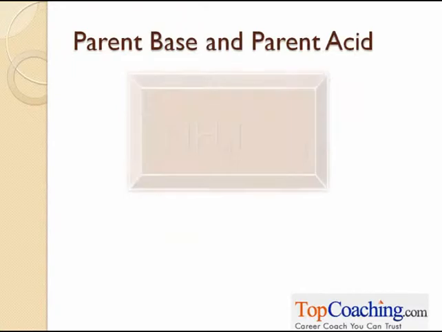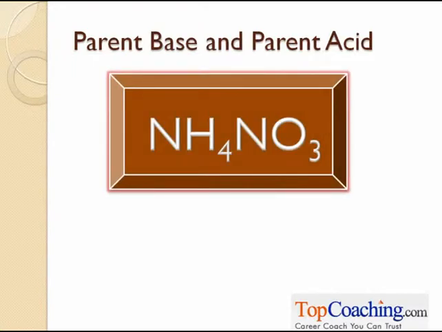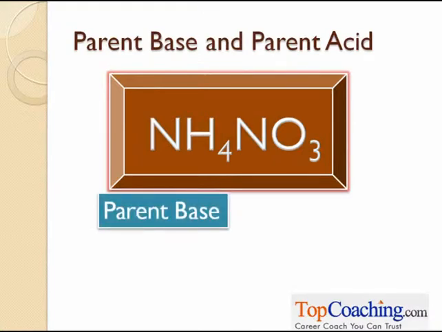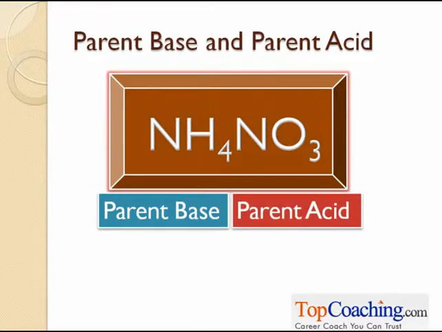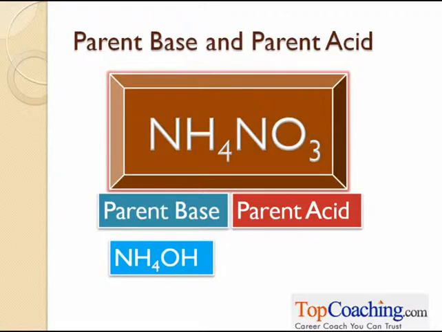Another example, NH4NO3. Again, the first part is NH4. It represents the parent base. So NH4NO3, ammonium nitrate, comes from the parent base ammonium hydroxide, because the ammonium ion is part of ammonium hydroxide. NO3 comes from the parent acid. And what's the parent acid? HNO3 or nitric acid, because clearly the nitrate ion is part of nitric acid, isn't it?